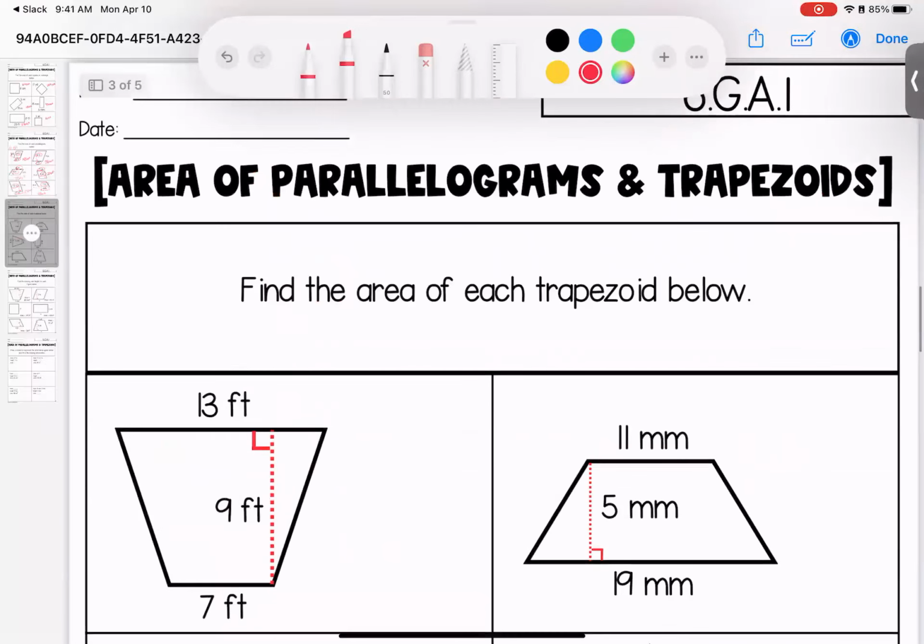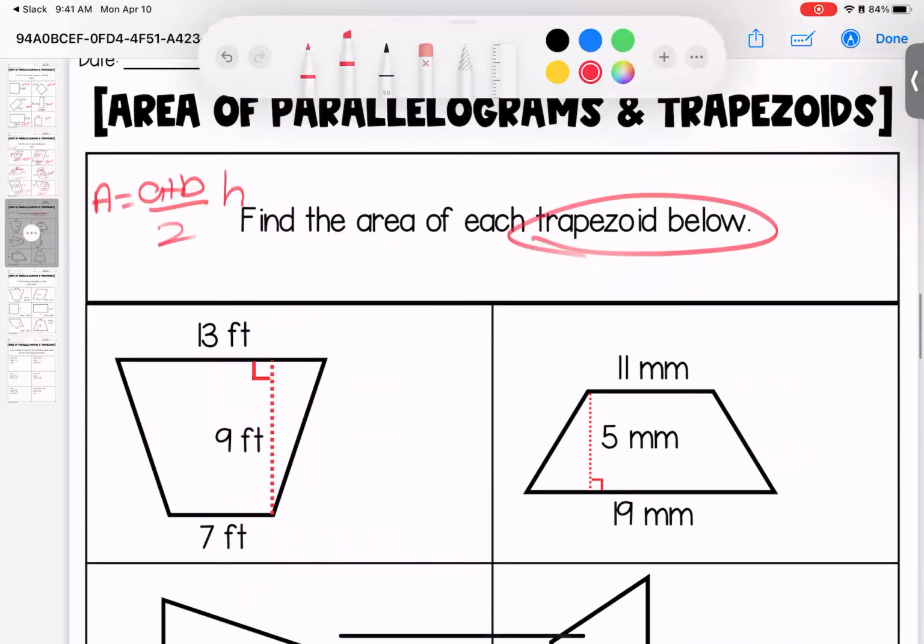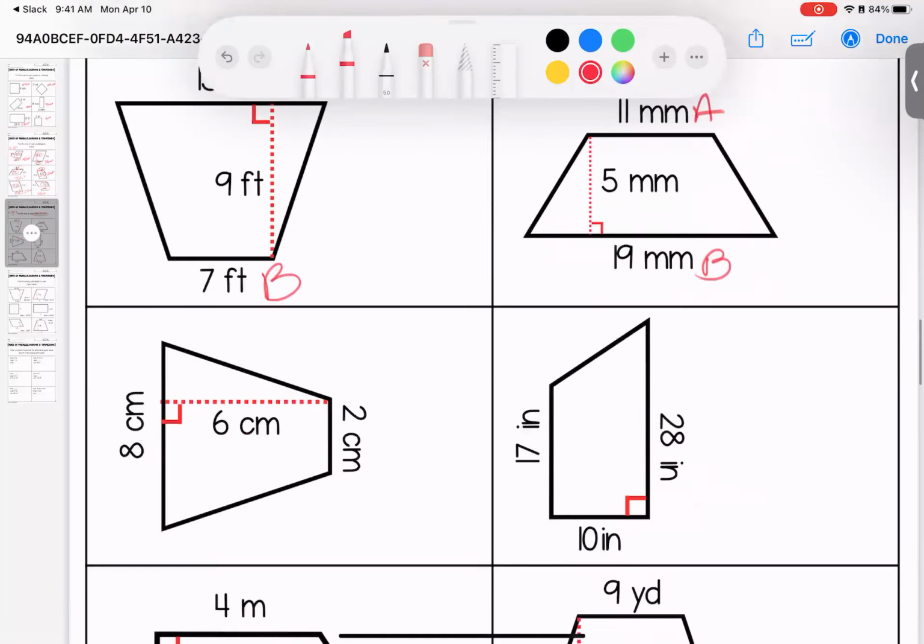All right, looking at our trapezoid. Trapezoid gets a little bit more complex in our formula, and you do have this on your formula sheet. The area equals A plus B divided by 2 times H. So for A and B, we're looking at the top and the bottom. So A and B, I'm going to go ahead and label them throughout just to give you a visual.